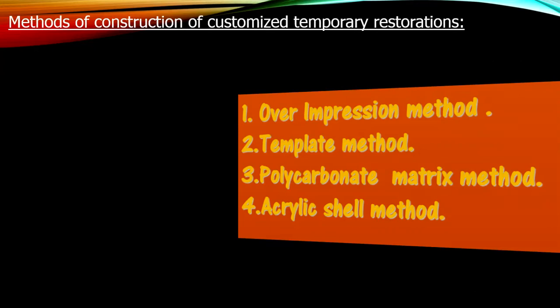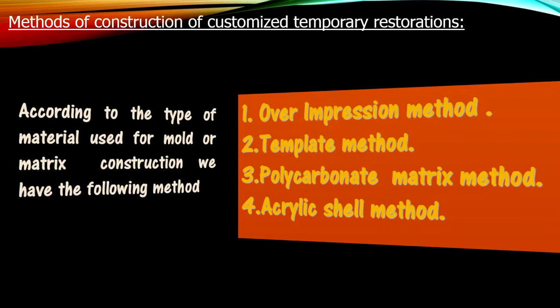Technique for customized restoration. According to the type of material used for the mold matrix, in the fabrication of a temporary restoration, as we said, we need a mold or matrix construction. According to the material that you are going to use, we have 4 techniques: over impression method, template method, polycarbonate matrix method, and acrylic shell method. As we see, the names depend on the material you are going to use.